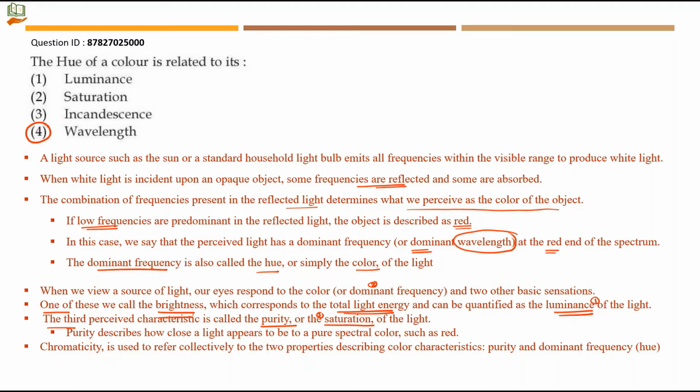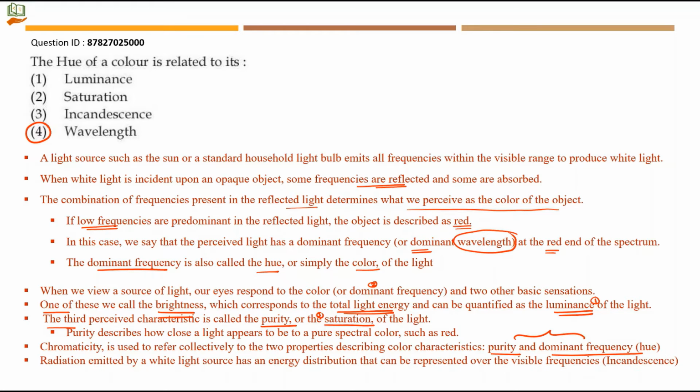Chromaticity is used to refer collectively to the 2 properties describing color characteristics, that is purity and hue. We call them together as chromaticity. Radiation emitted by a white light source has an energy distribution that can be represented over the visible frequencies. So such kind of radiation is what we call as incandescence.